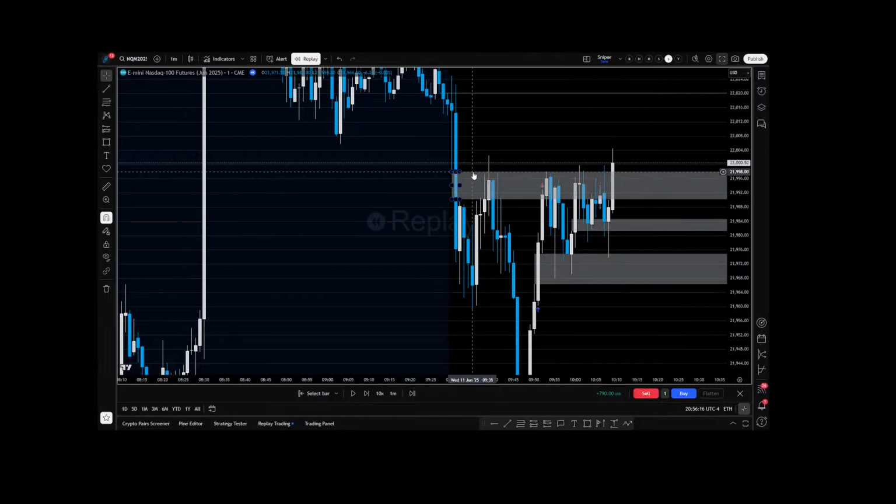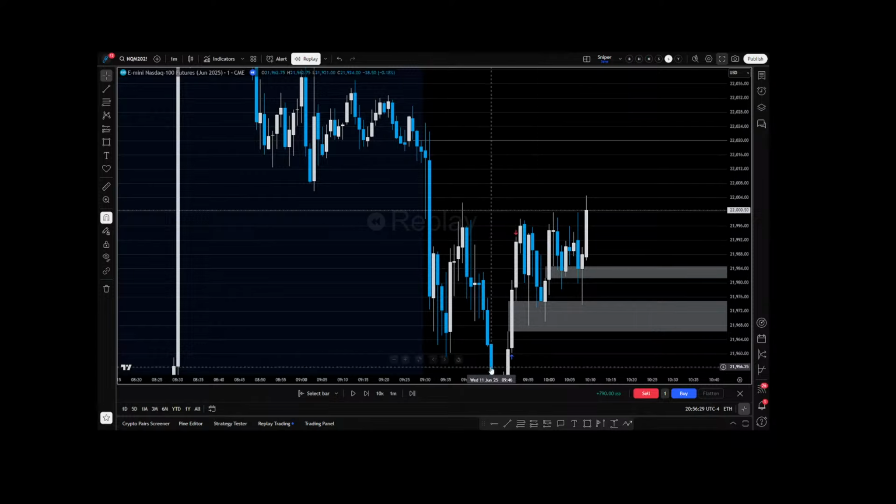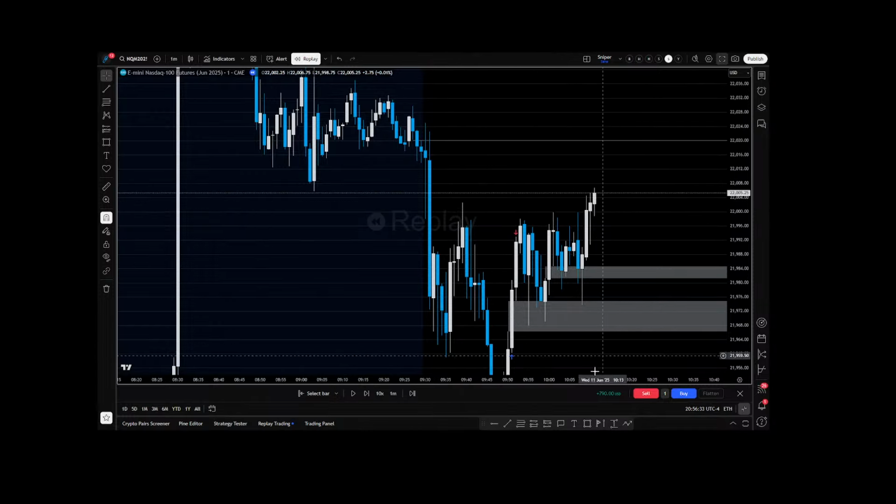Finally, we got this inversion. This is not actionable for me. I'm certainly not longing this. Reason being, internal liquidity has been swept and still within this range of chop. This could easily run, but I would rather play it safe. All right, more bullish fair value gaps forming.